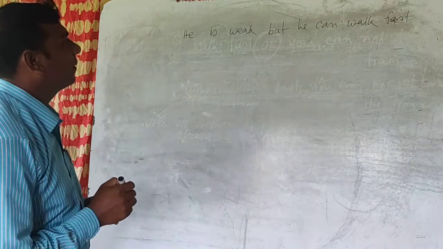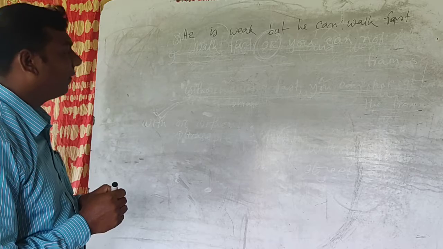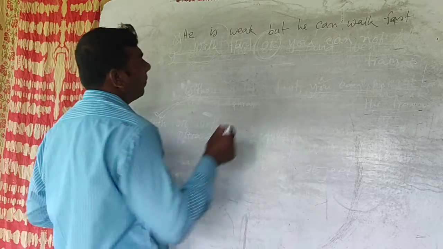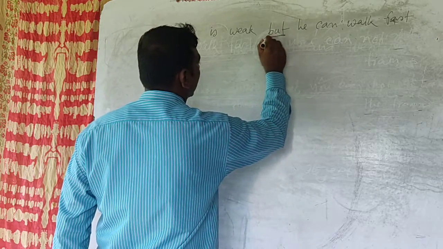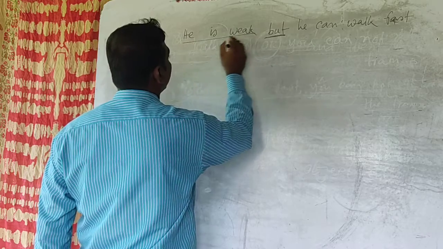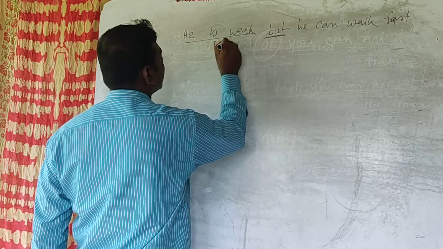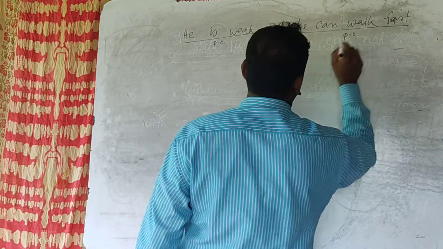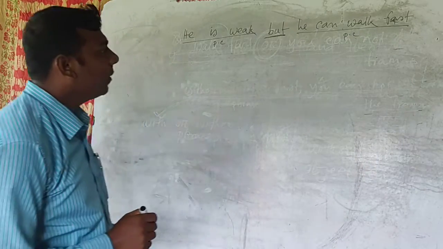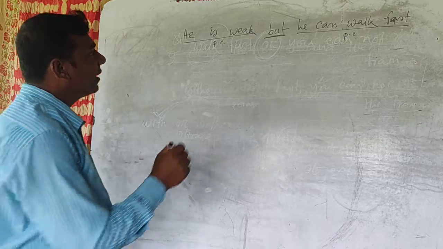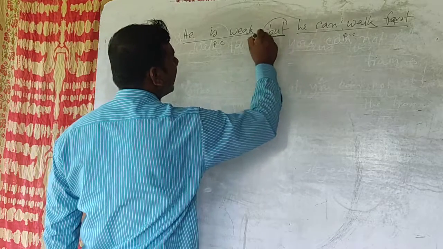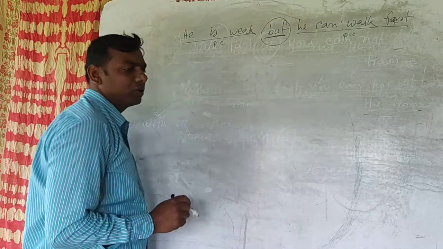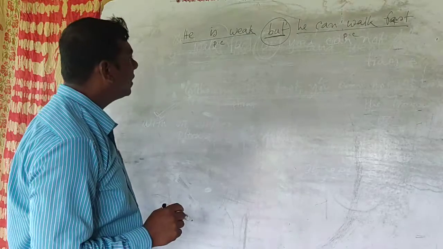He is weak, but he can walk fast. Here, but is a coordinating conjunction. He is weak is a principal clause. He can walk fast is a principal clause. When two principal clauses are connected by a coordinating conjunction, it is called a compound sentence. So it is a compound sentence.